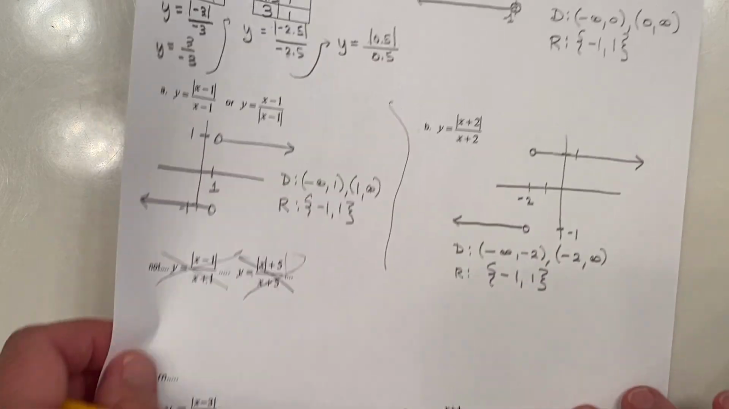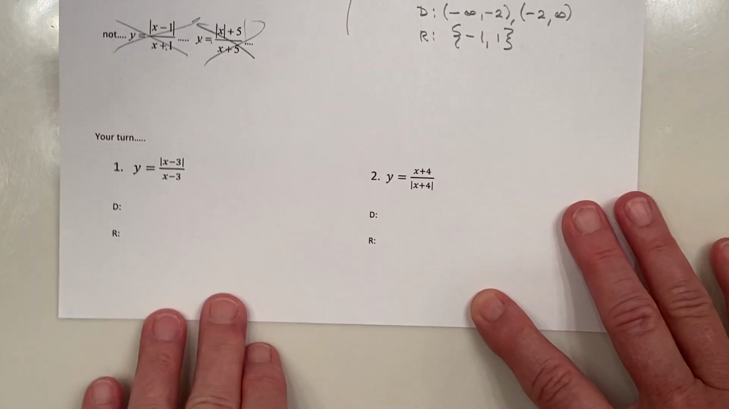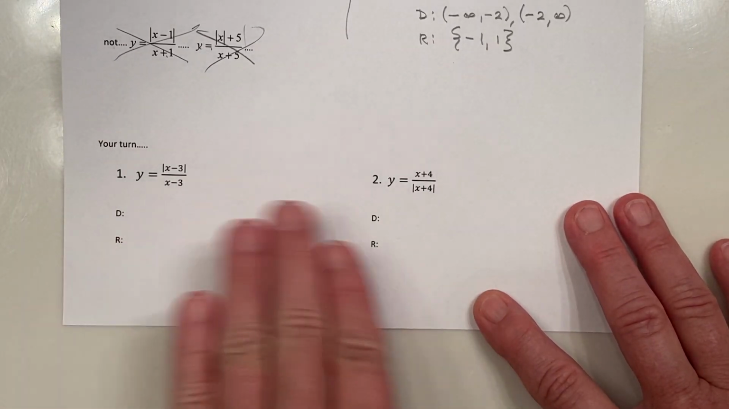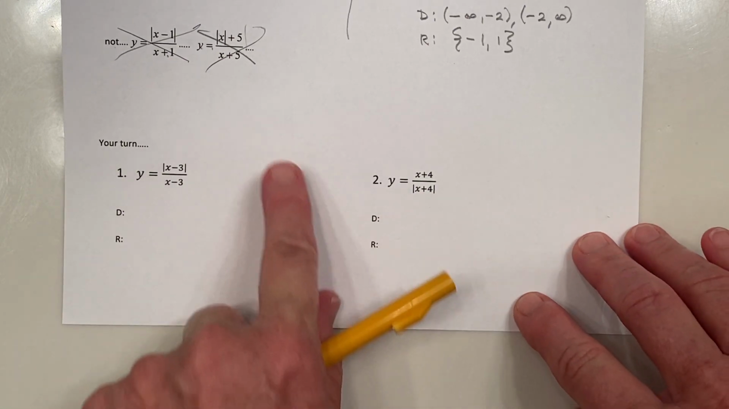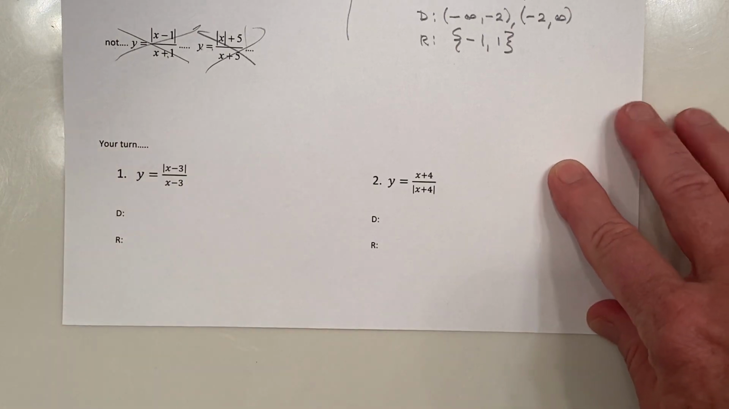All right, and then as part of your homework, now it's your turn. Sketch a graph of each of these functions. You can put them wherever you want, here and here, and then state the domain and range.